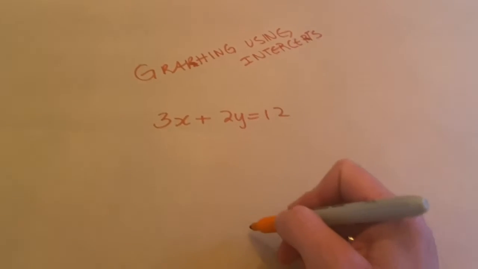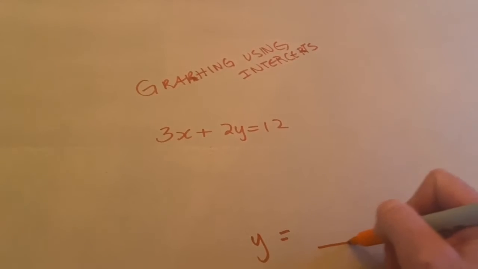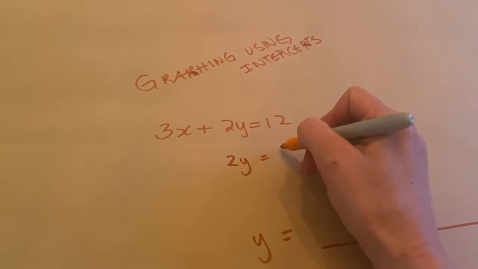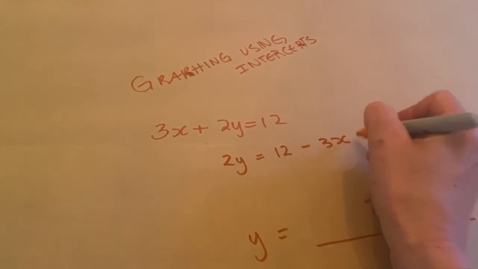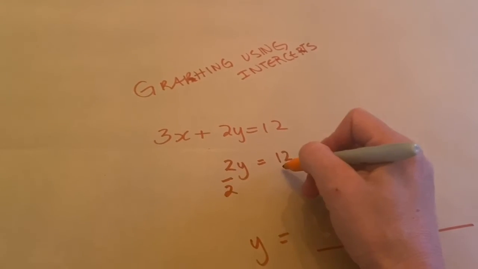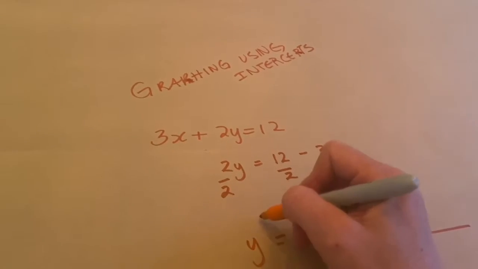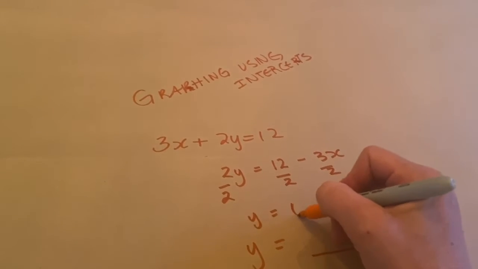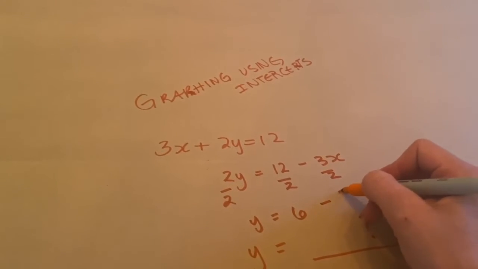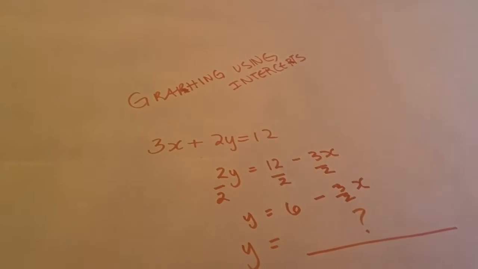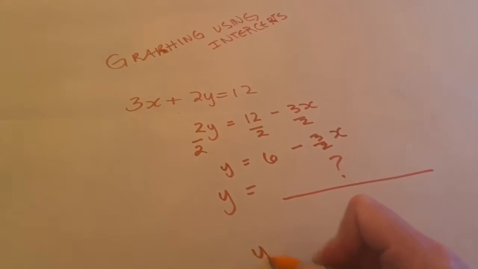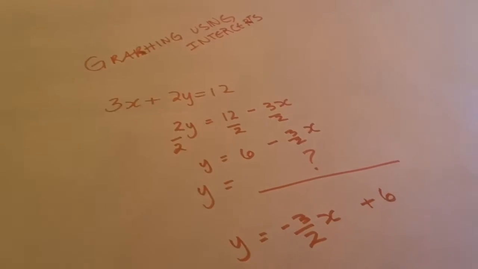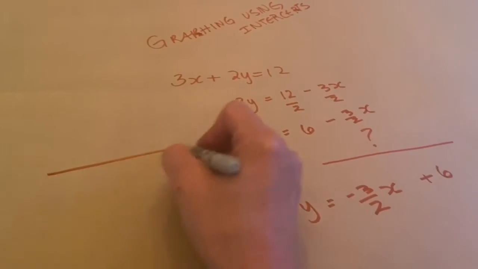You could change it to an equation where it was y equals. To do that, you'd have 2y is equal to 12 minus 3x. And then you would need to divide everything by 2. So you'd have y is equal to 12 divided by 2 gives you 6 minus 3 over 2x. Now that's totally fine. So you'd end up with negative 3 over 2 as the slope and plus 6 as the y-intercept.